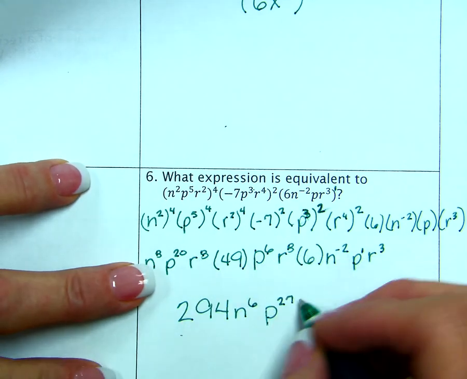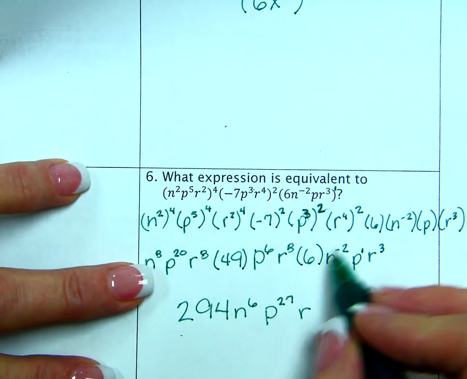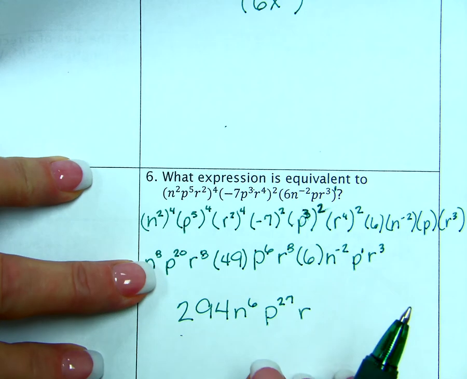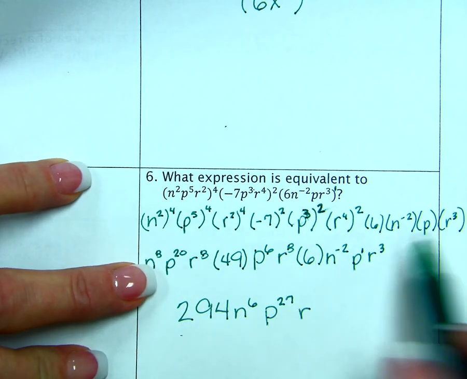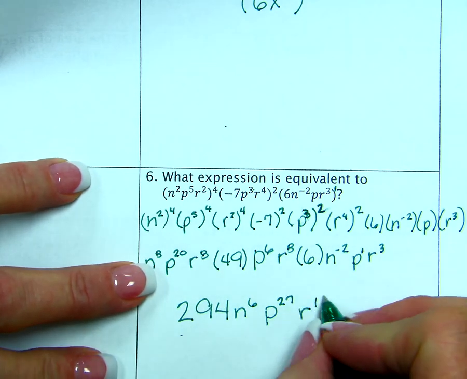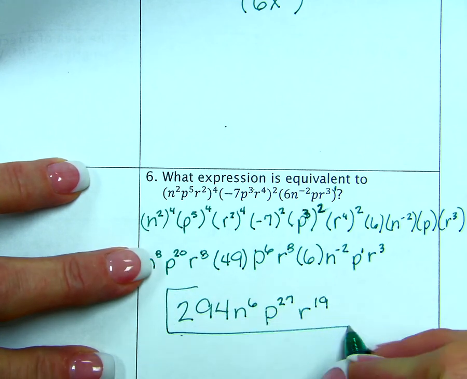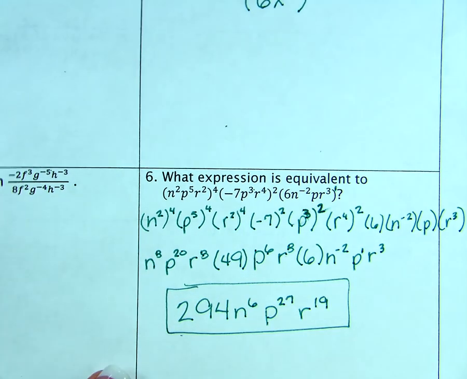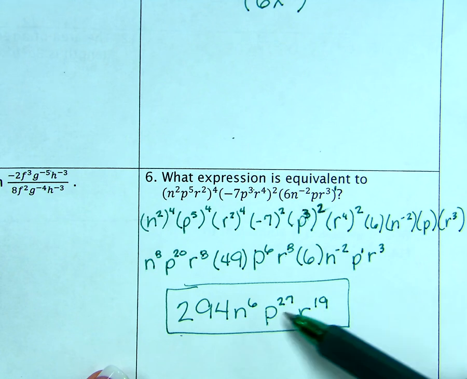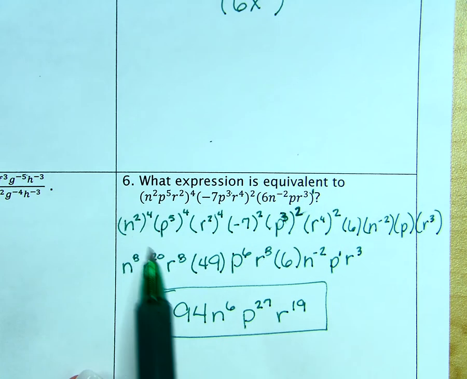Then we take the r's. We have 8 plus 8 plus 3. 8 and 8 is 16, plus 3 more is 19. So we have 294 times n to the 6th times p to the 27th times r to the 19th.